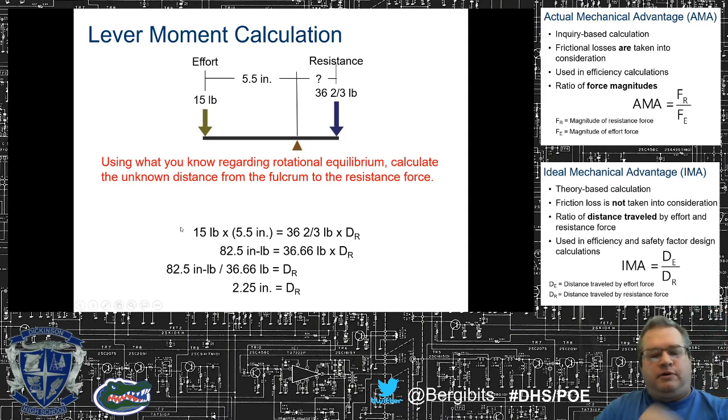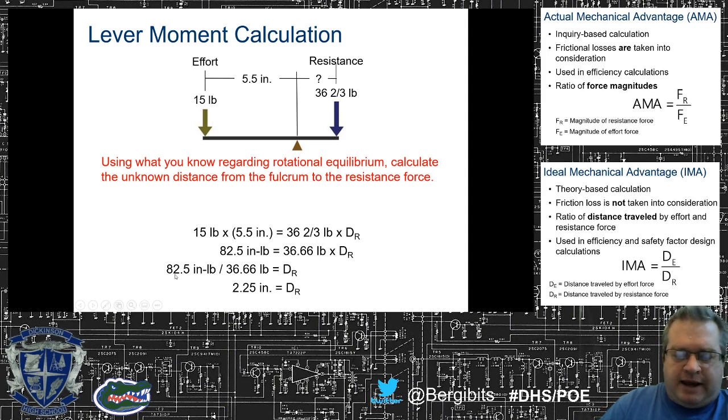So we took our calculations and our measurements from the previous slide, 2 slides back. We got 82.5 inches pounds. There's that dash. It's not inches per pound, it's inches pounds. Equals 36.66. They just converted that to decimal to make it easier. There's my variable. I don't have my distance resistance. My dr is my variable. That's my question mark.